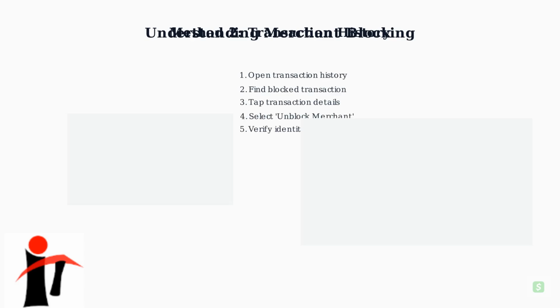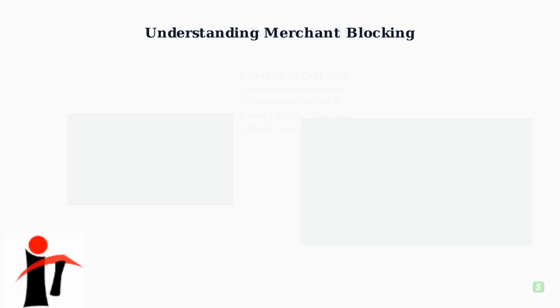The second method is through your transaction history. This is particularly useful when you remember a specific blocked transaction. You can access your activity screen and locate the blocked transaction with that merchant. When you tap on a blocked transaction's details, you'll see an option to unblock merchant. This method is convenient because it takes you directly to the specific merchant that was blocked during that transaction.